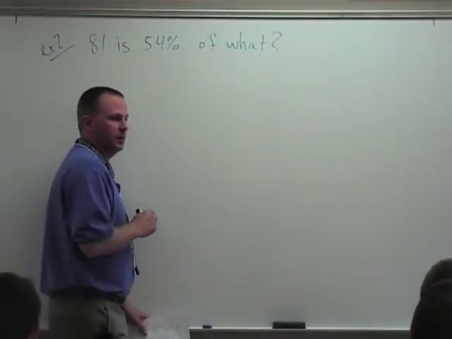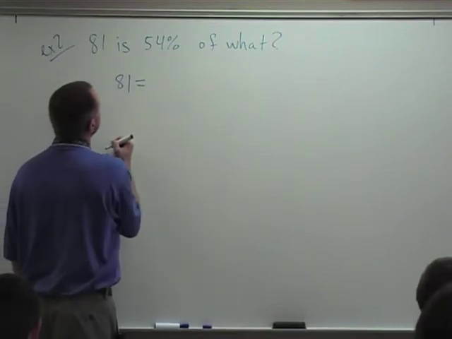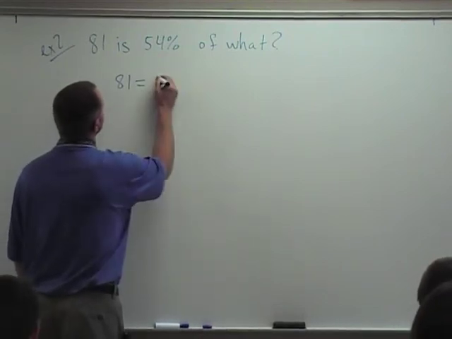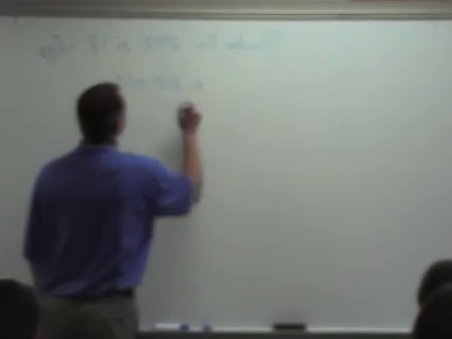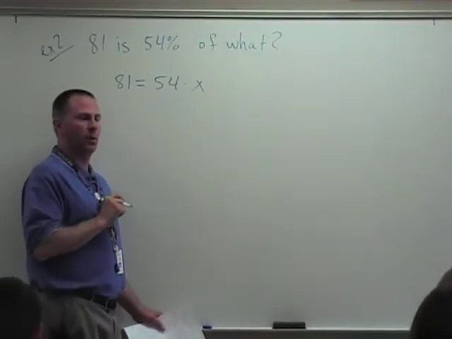Everybody ready? We're going to see if Luke's right. What do you think the answer is? 150%. How did you solve it? I did 81 is, which means equals 54 of, which means times x. Divided by 54 on both sides. Is that correct? Why not?